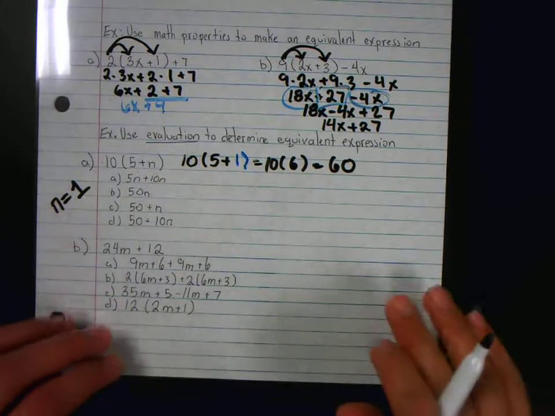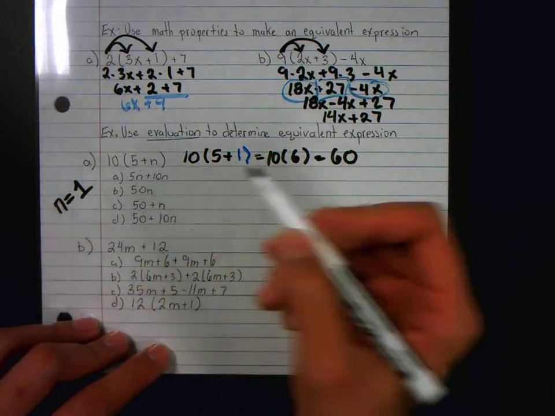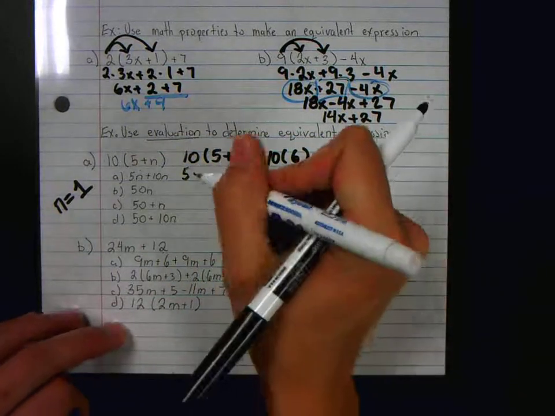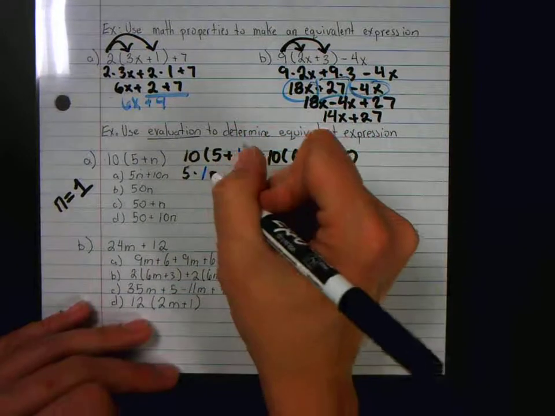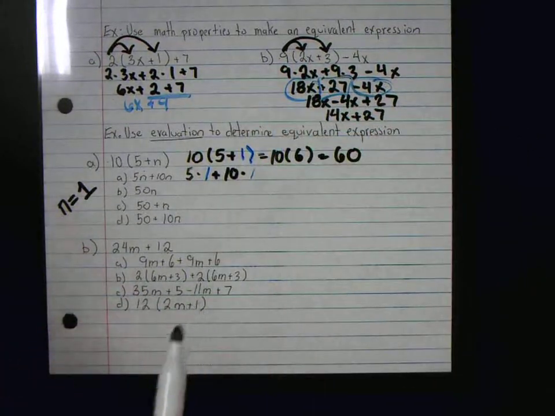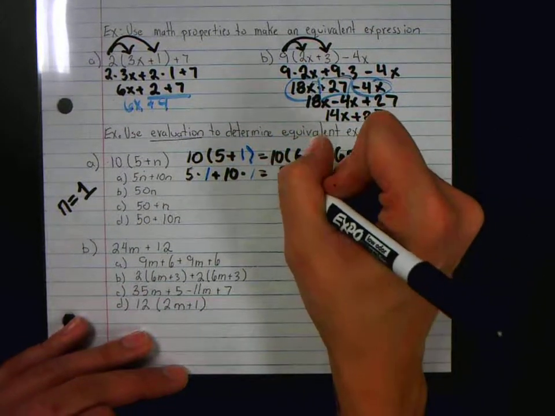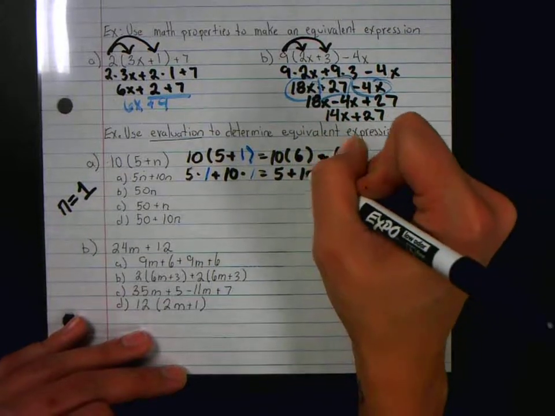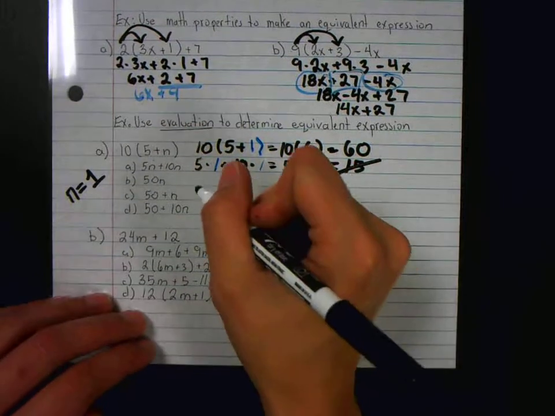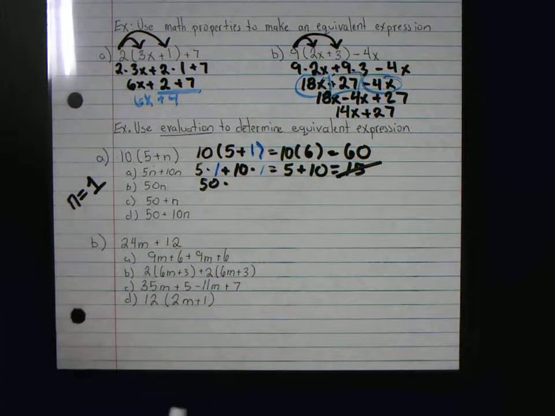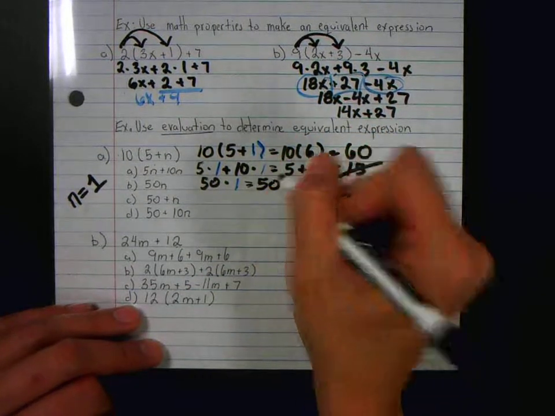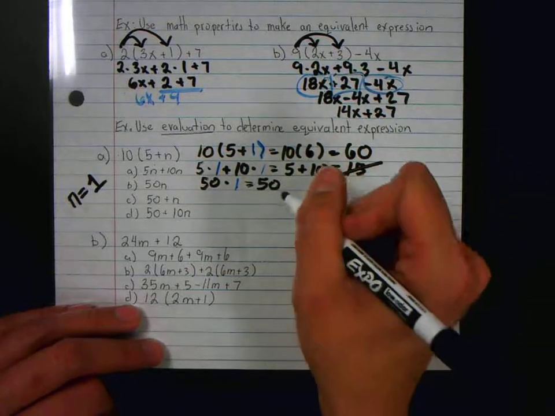So we've got 5n plus 10n. First off, we have 5 times, and instead of n, we're going to put 1, plus 10 times, instead of n, we're going to put 1. This is the same as 5 times 1 is 5, plus 10 times 1 is 10. That's 15. That is not an option. Next one, we have 50 times, instead of n, we're going to put 1. And 50 times 1 is going to be 50. Remember, this is our identity property of multiplication. 50 is not 60, not an option.